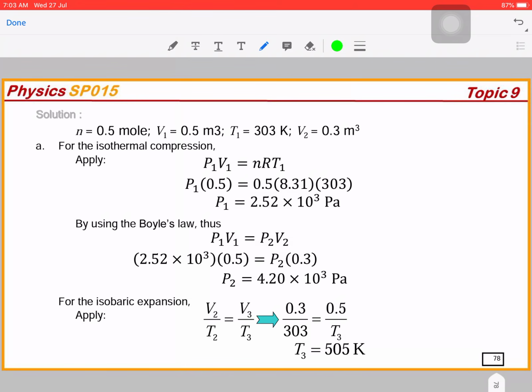So of course, just like the example before, you need to find the P1 and also P2. Okay, just use P1 V1 is equal to nRT1. Kemudian P1 V1 is equal to P2 V2 untuk dapatkan P2. Okay, and lastly, we need to find our temperature 3, which is 505 Kelvin.